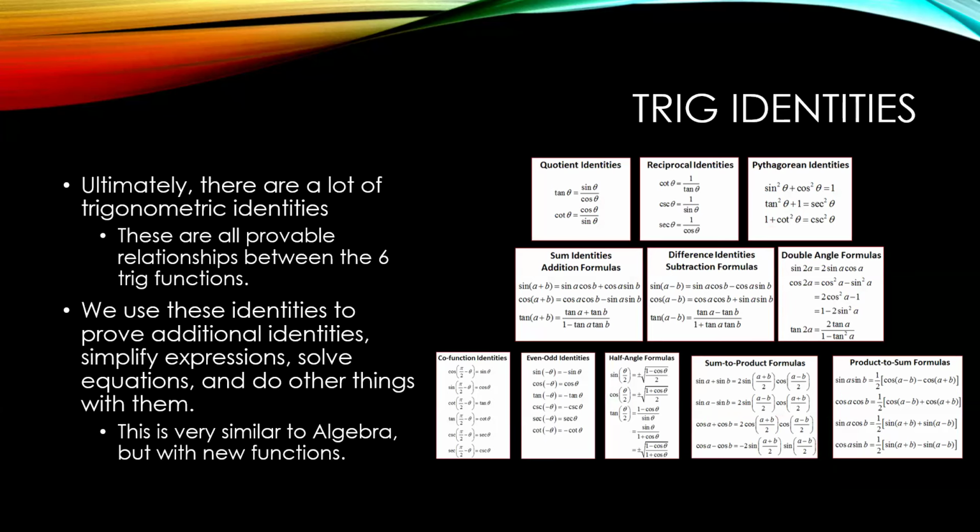Ultimately, there are a lot of trigonometric identities. These are all provable relations between the 6 trigonometric functions. And sometimes we use trigonometry, or sometimes we use geometry to prove them. Sometimes we use algebra to prove them. But these are some of the guiding properties that we can prove in trigonometry.